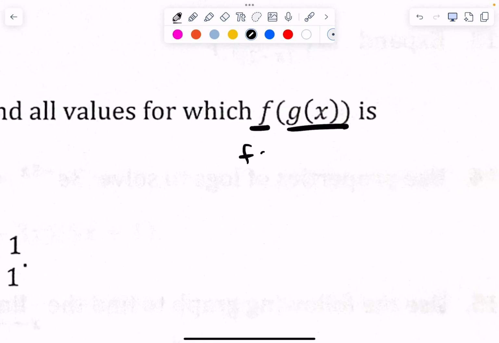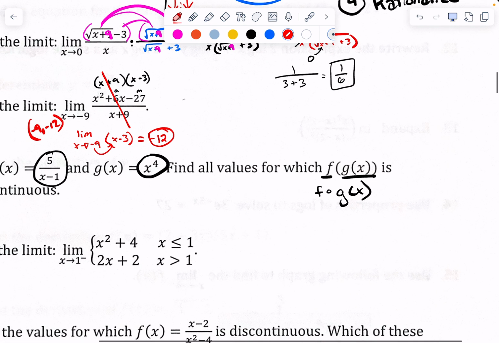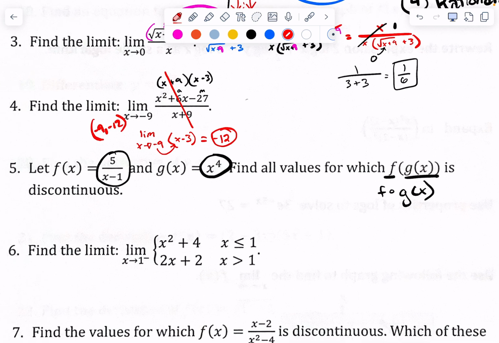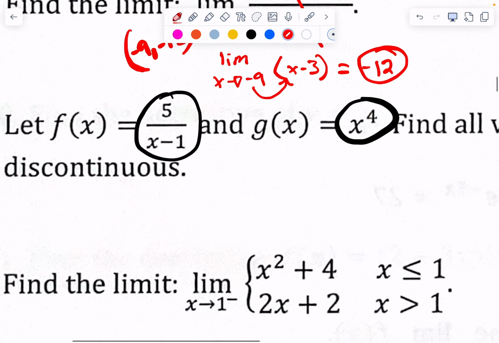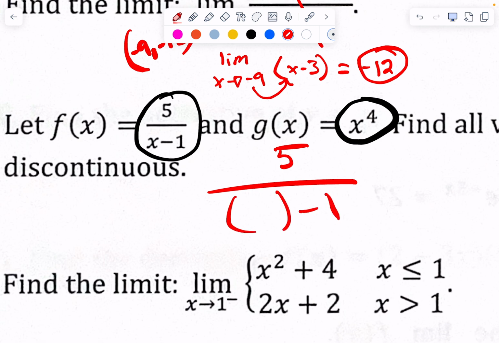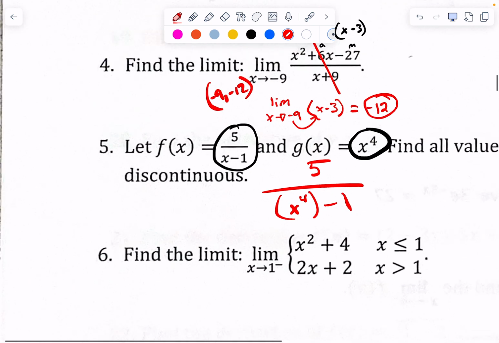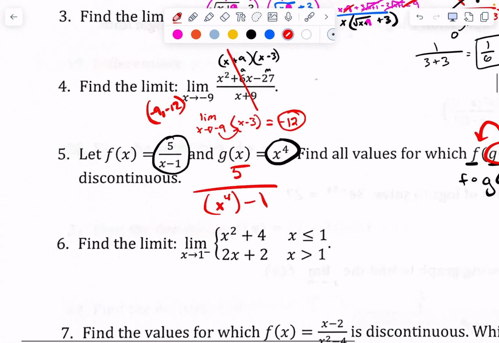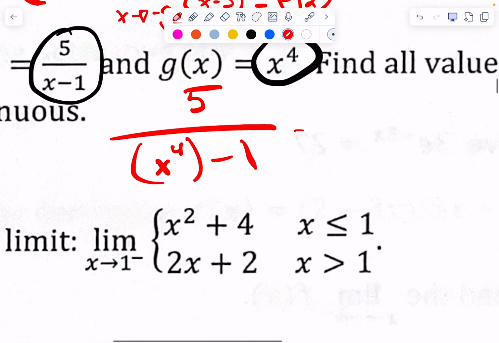This is like f circle g of x, right? This is f of g. So what's that mean? You put one equation into the other. Which one goes inside? G goes into f, right? Okay. So f was originally 5 over x minus 1. But now that is x to the 4th power. Okay, find the values where this thing right here, and those parentheses aren't doing anything, so I just have 5 over x to the 4th minus 1.